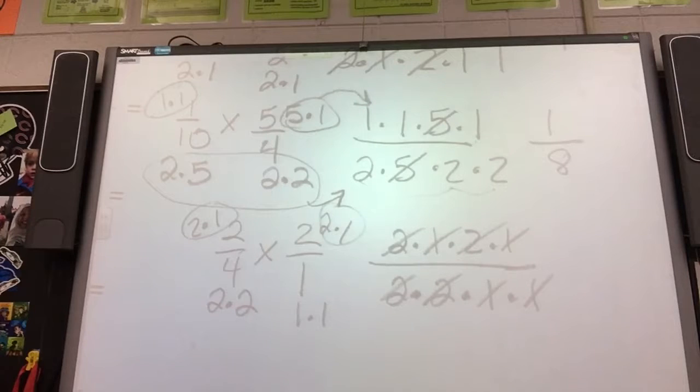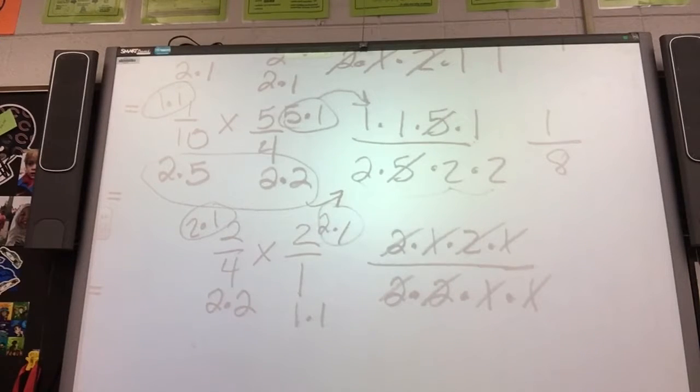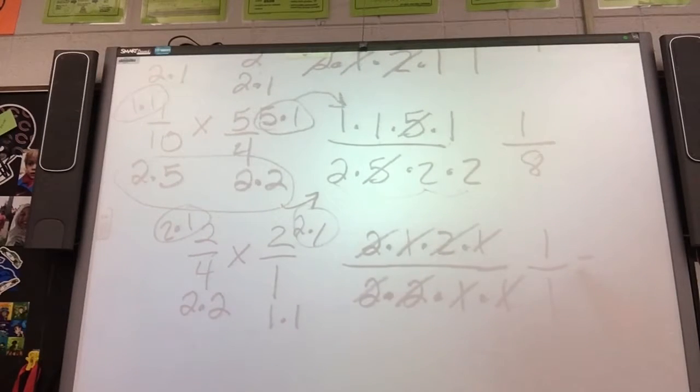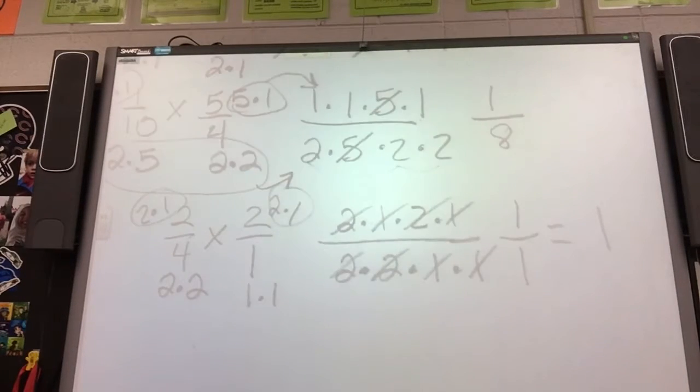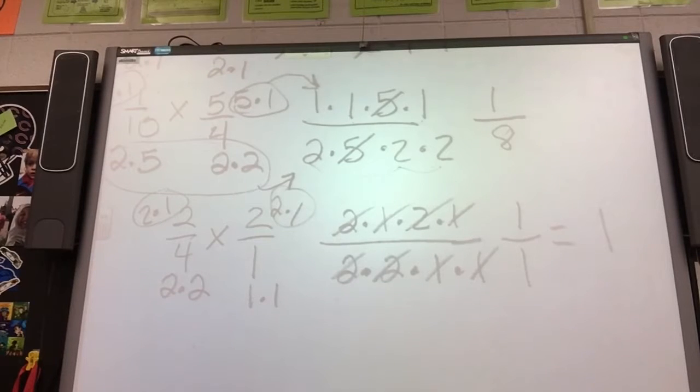Now what? Well, if everything cancels out, that would leave you with 1. You're always going to be left with 1. You can't be left with nothing. So again, it would be 1/1, which is equal to 1. If you ever eliminate everything, this doesn't happen very often, you still have to have 1. Okay?